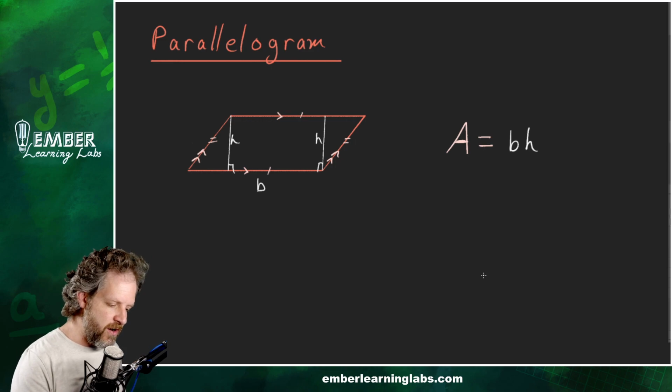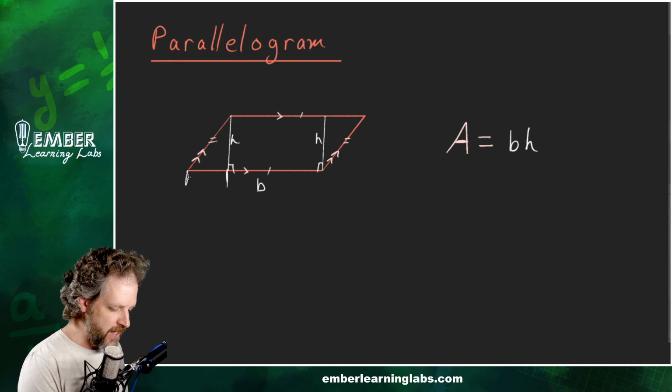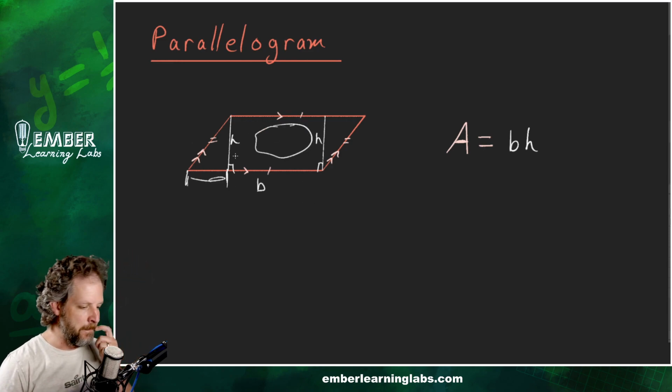To find the area of this internal rectangle that I drew, you see I drew another height on here, you would do B times H. But you wouldn't even do B times H. You would do B minus this little section. You'd find the area of this rectangle.